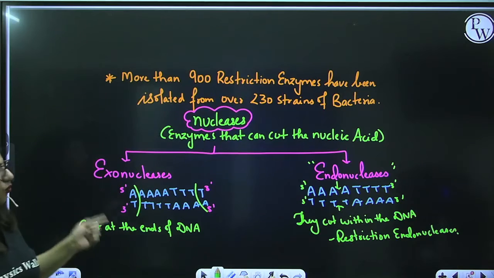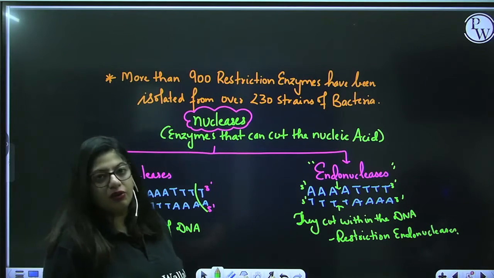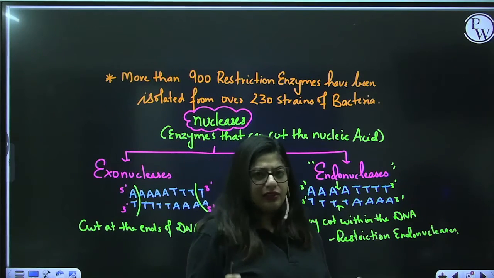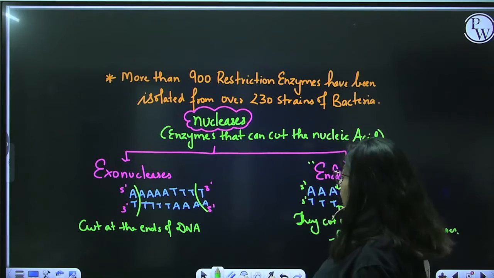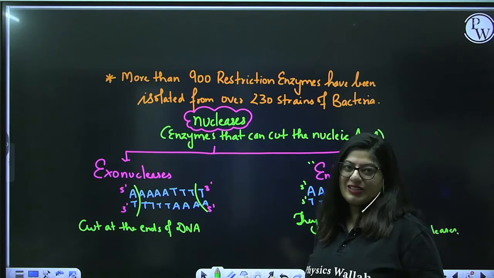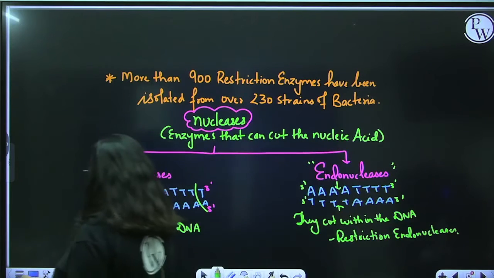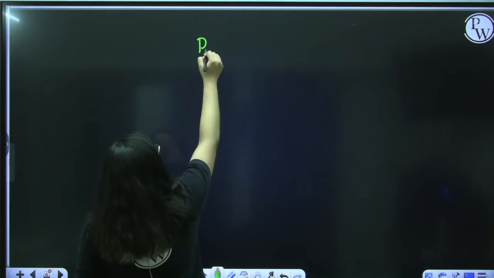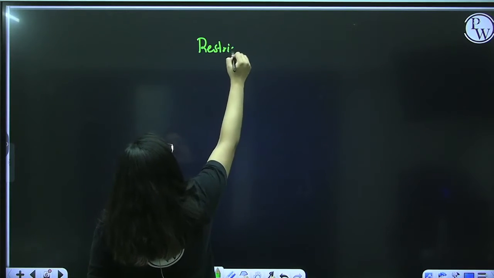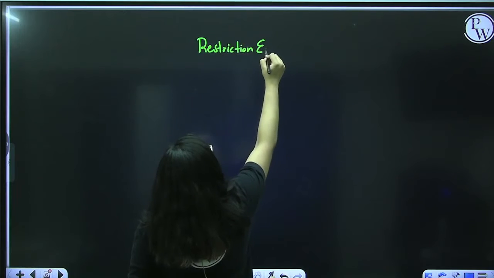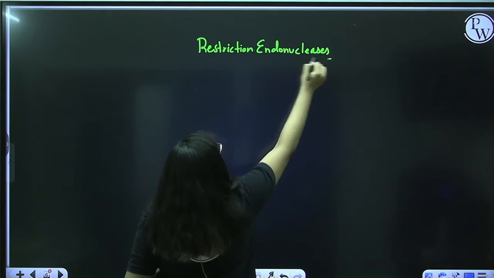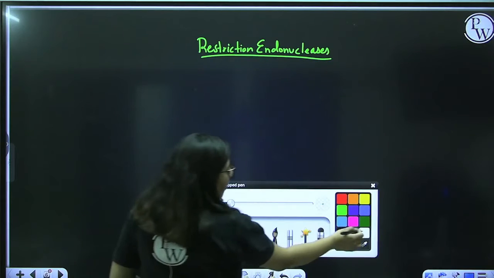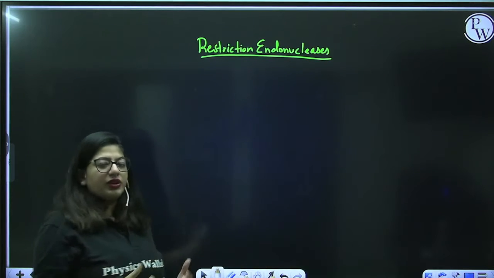All right. Now why are they known as restriction endonucleases? It's clear they are endonucleases because they are cutting within the DNA. But why are they known as restriction endonucleases? Let's unfold this mystery also. Restriction endonucleases got their name restriction from the restriction site. So how do these restriction endonucleases work?